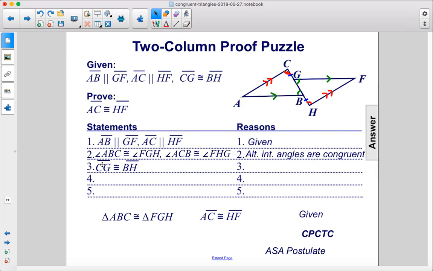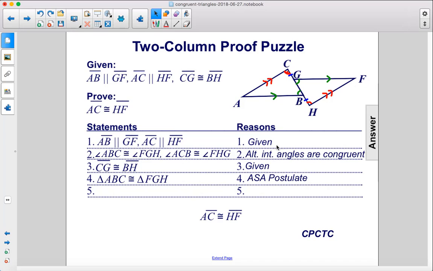CG is congruent to BH, and that is given as well. Therefore, the triangles are congruent because of ASA. So we have angle, side, angle, angle, side, angle. And because those triangles are congruent, we can conclude that AC here is congruent to HF because corresponding parts of congruent triangles are congruent.